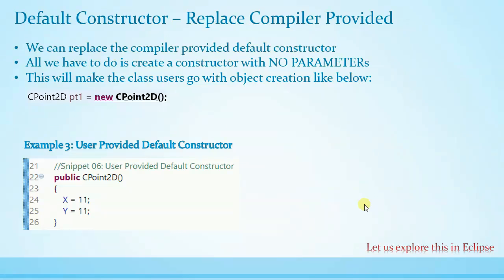In this video, first we saw how the compiler provides a default constructor, then we introduced a constructor with a single parameter, and then we saw how the compiler provided constructor is suppressed by providing our own version of the constructor. Then in the last form, we created a constructor with 0 arguments.